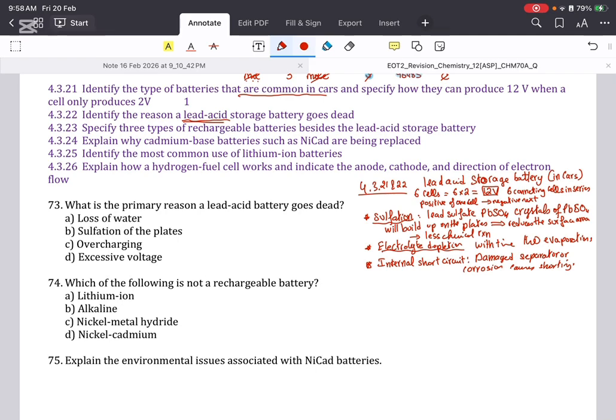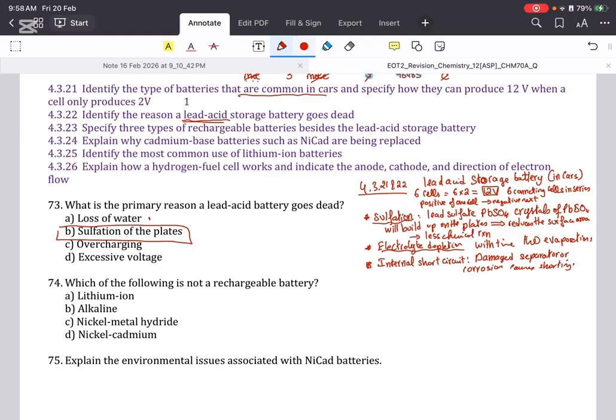So the first question: what is the primary reason for a lead acid battery to go dead? The primary reason is the sulfation of the plates. Okay, this one is not a main reason. It can happen, but the primary one is the sulfation.